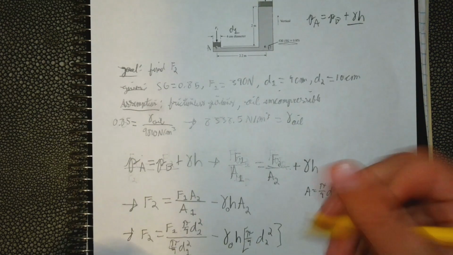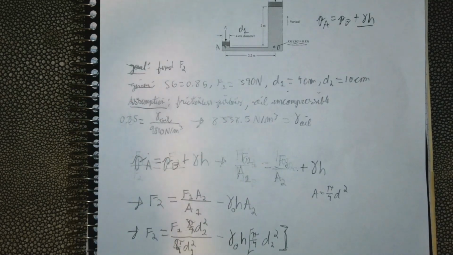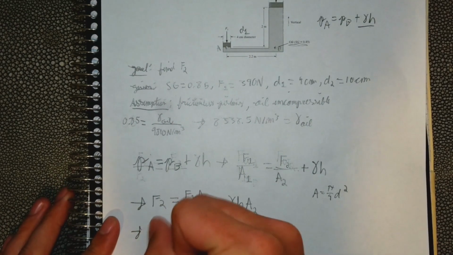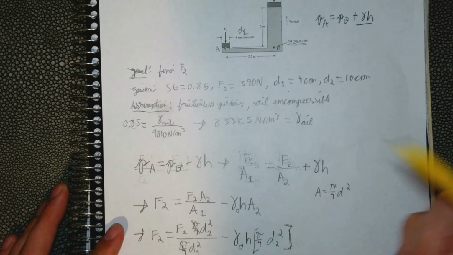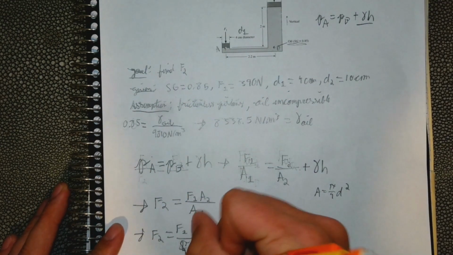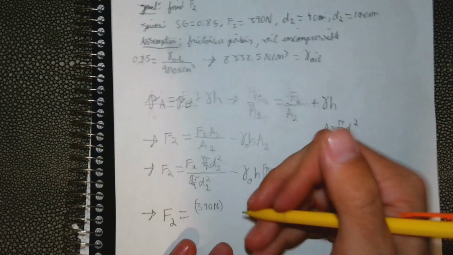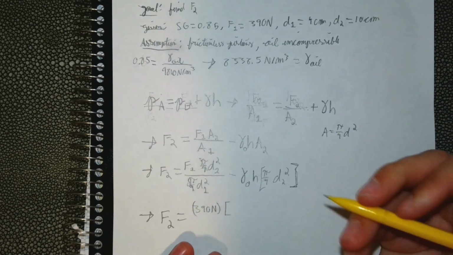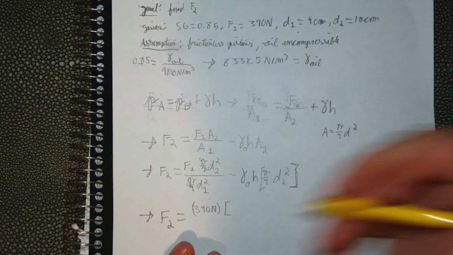Okay, and then we can actually cancel these out, right? So this is actually set up perfectly for us to solve, and we can find the force on piston 2. Let's go ahead and plug everything we know in. So we know that the force acting on piston 1 is 390 newtons. And then we know that the diameter of piston 2 is 10 centimeters.